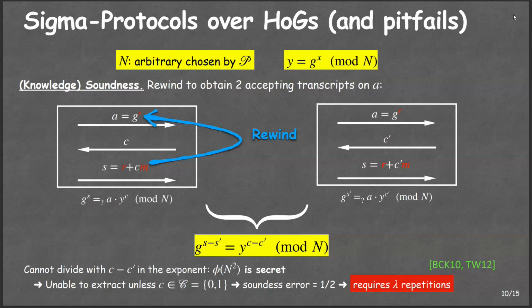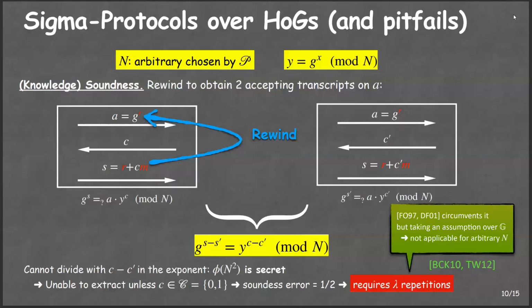This is the gist of the impossibility results by Bangerter et al. and Terelius and Wikström, from 2010 and 2012, respectively. Here, I want to say that this impossibility result can be circumvented by introducing some structured generators, some structured group elements as a CRS, and taking an assumption over the group. However, in our case, we are not able to take any assumption over the group because this group is subverted. We cannot assume anything about the structure of this group, and we cannot even assume that the prover doesn't know the factorization of this underlying group.